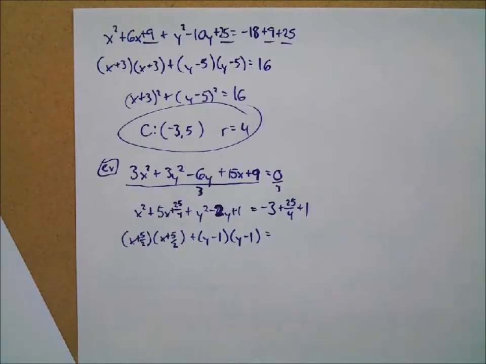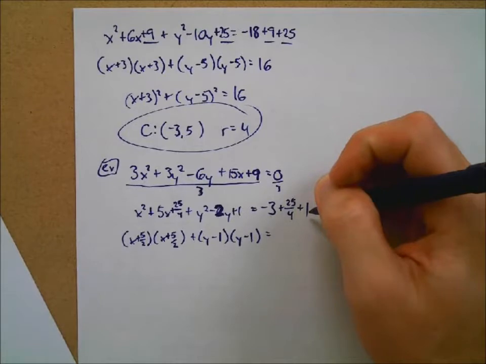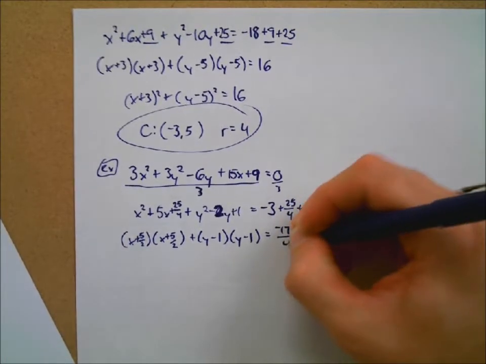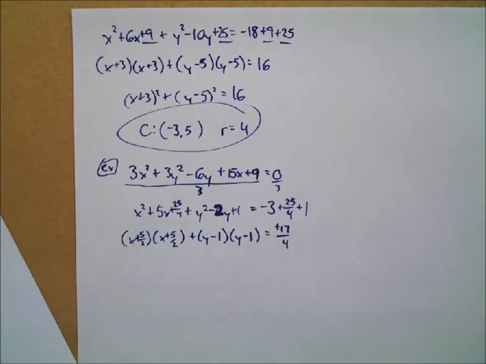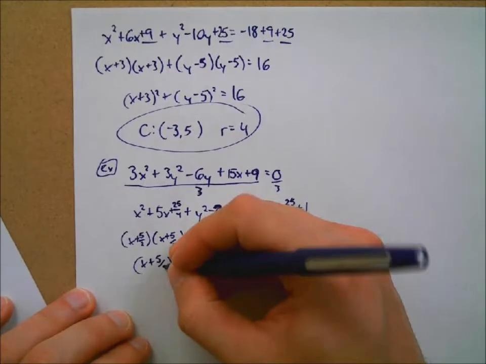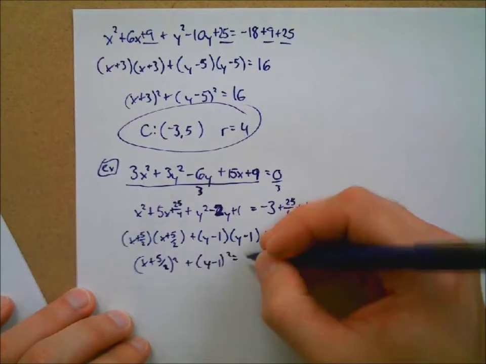Okay. So let's see, that's going to be negative 2, but then that becomes negative 8 fourths. So negative 17 fourths. Positive 17 fourths. That's right. 17 fourths. So we get, finally here, x plus 5 halves squared plus y minus 1 squared equals 17 over 4.